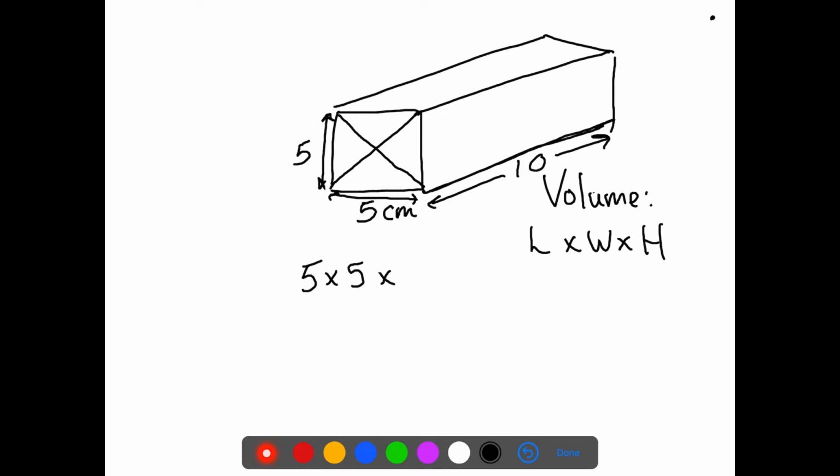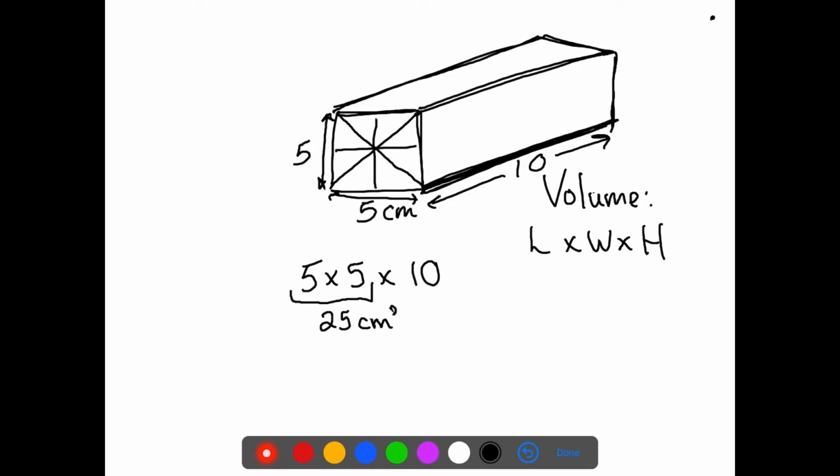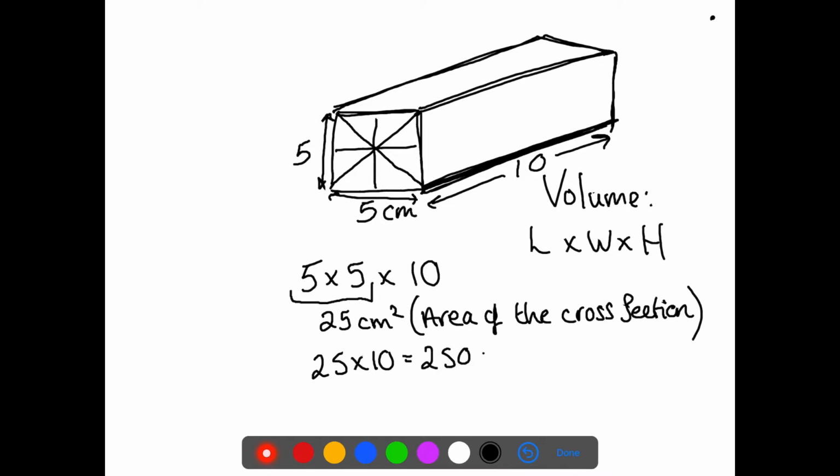And then I would times that by the height, or this it might be standing up, so this would be the height, or basically the length. Okay, so you would times it by this length here, so that would be times by 10. Now when you do this bit, you're finding the area of this bit first, so that's 25. So you found the area, that's centimetres squared, so that's the area of the cross section, that's what we call it. And then we will do 25 times 10, giving us 250 centimetres cubed, because that would be the volume.